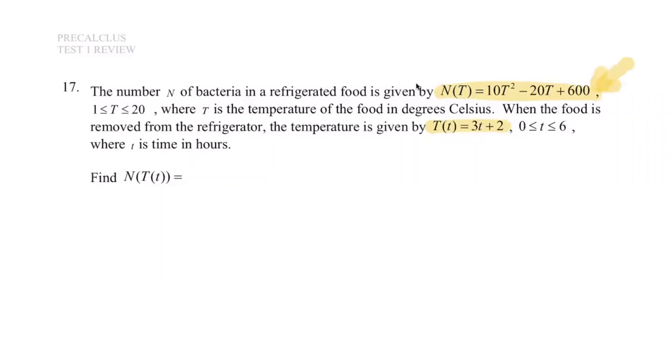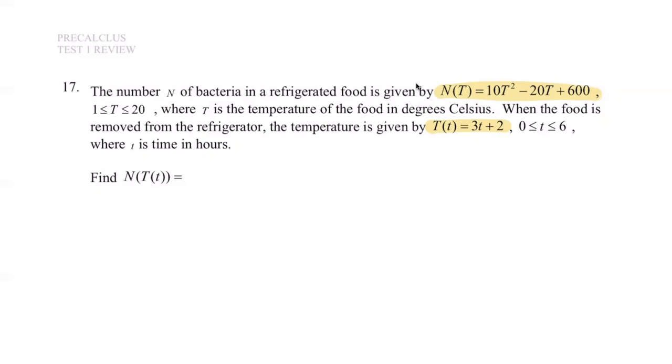That's this one right here. And then the second equation, the big T of small t, is how the temperature depends on time. So if you look at the question itself, it says that the number N of bacteria in a refrigerated food is given by this equation. It's quadratic. T is the temperature in Celsius.